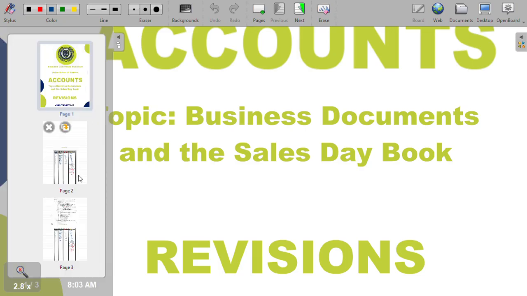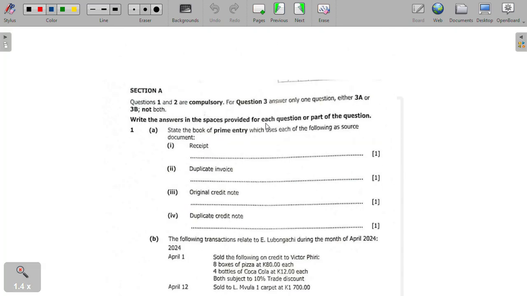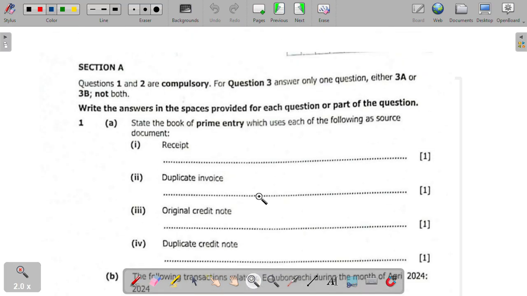Okay, so here is the paper. As you can see, let me just zoom it a bit. Here's the paper and I'll start. First question, I've actually extracted it from Section A, right? So this is from the 2025 paper. Should be internal or GCE.